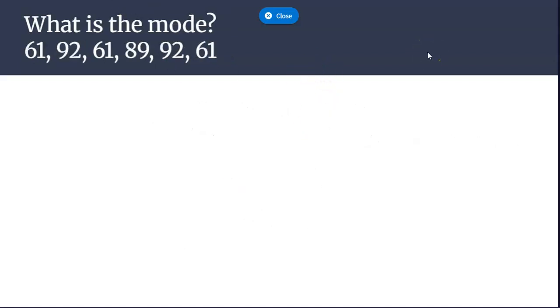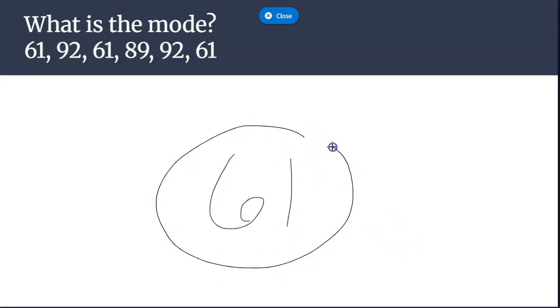Okay, if we look at this one, the mode, 61, 92, 61, 89, 92, and 61. Notice there are several numbers that repeat, but the one that repeats the most is 61, and that is the mode.